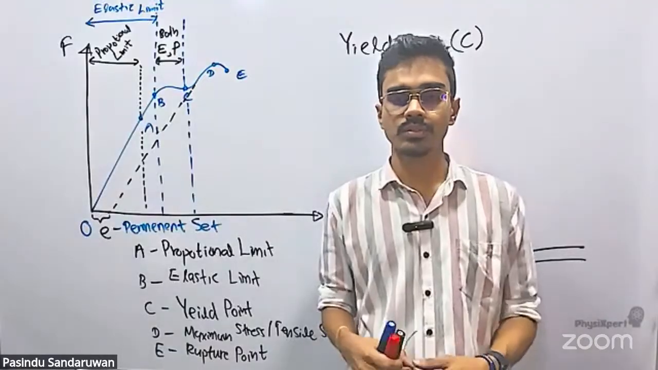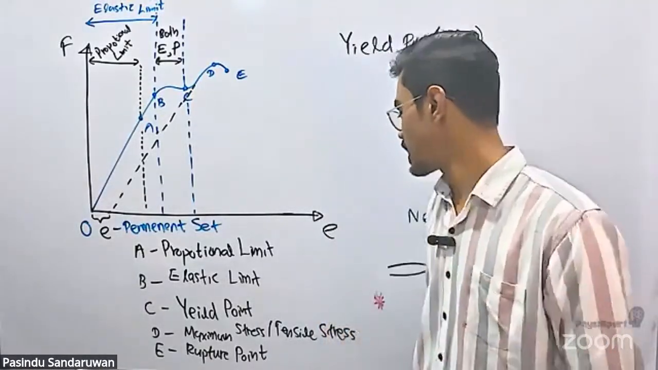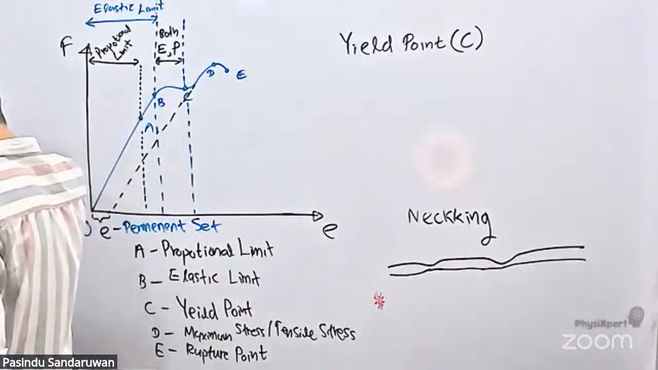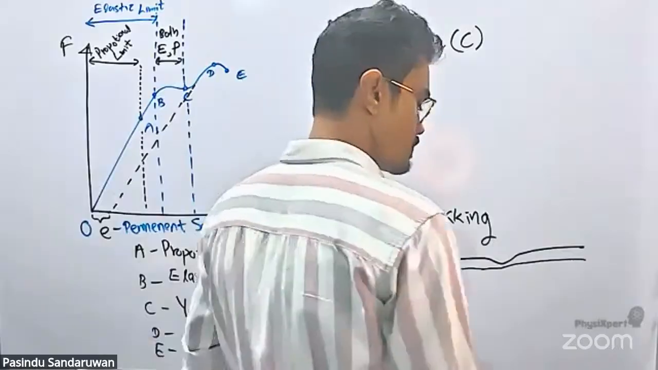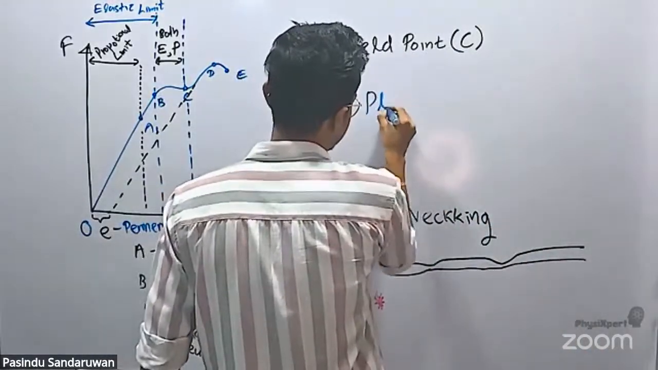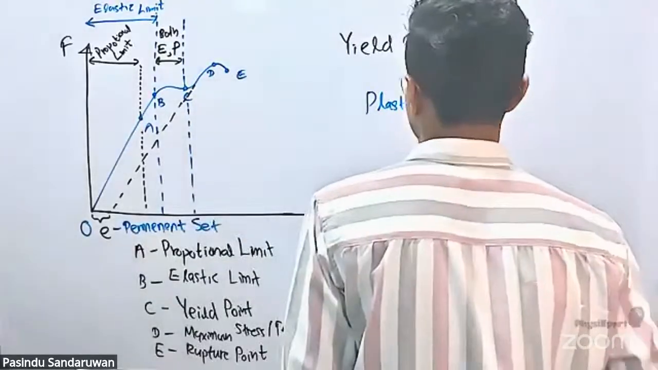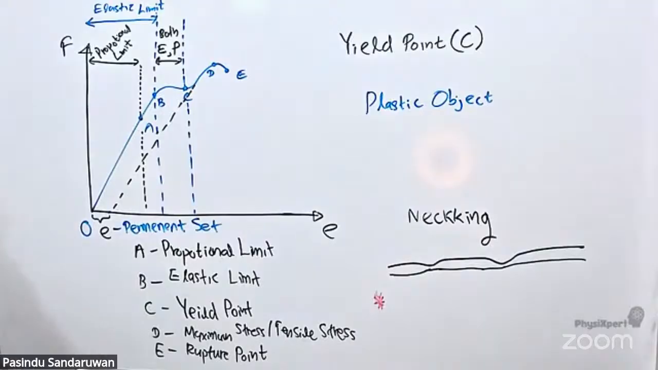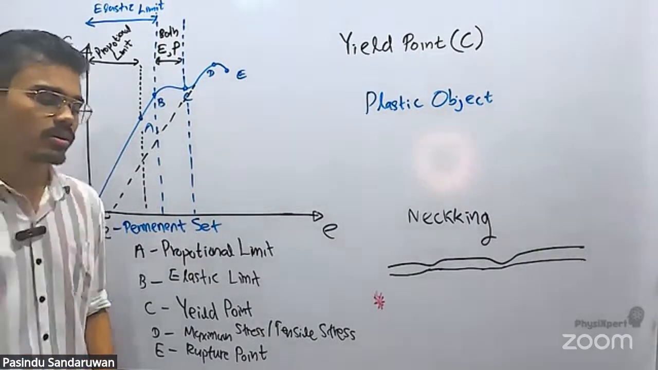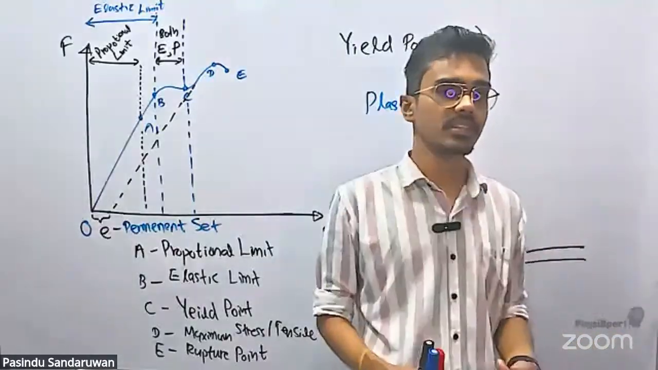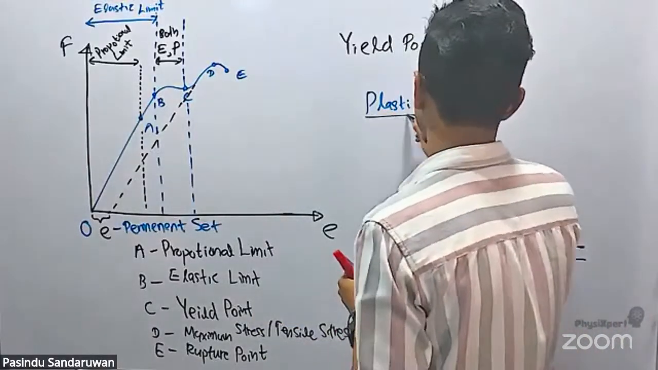Therefore, the object is called a plastic object beyond yield point. Underline or highlight plastic object.